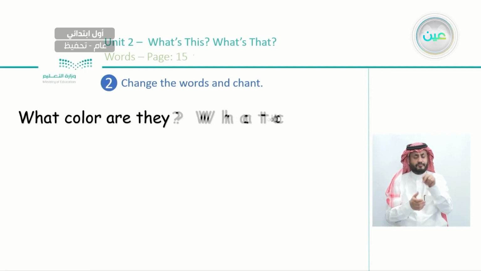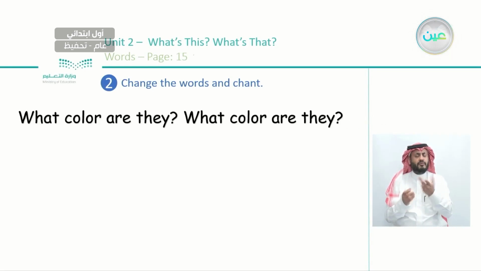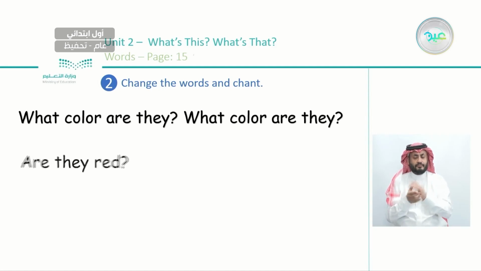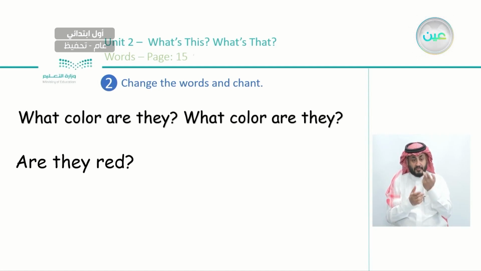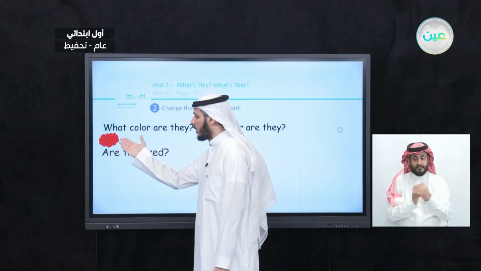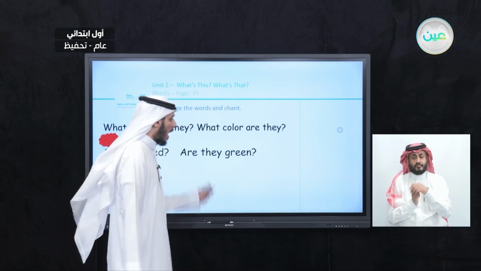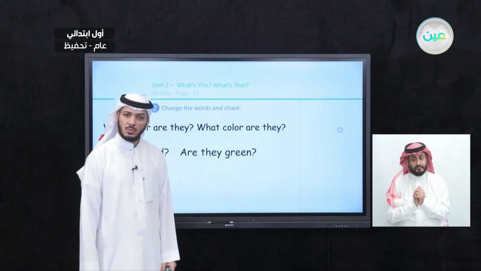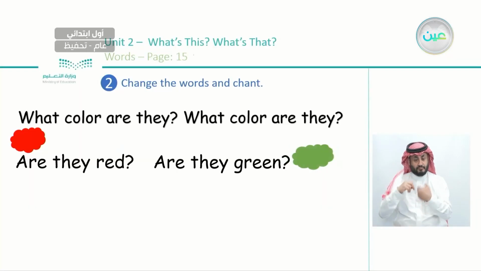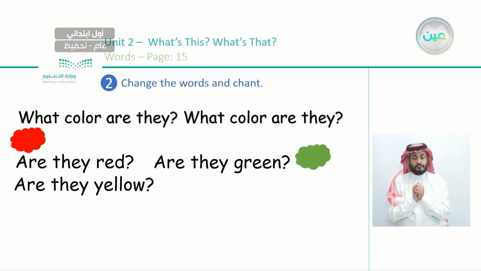Okay. Now, the same question here. What color are they? Are they red? What does it mean, red? Yes, this is the red. Perfect. Are they green? What does it mean, green? This is the green. Perfect. Okay, so are they yellow? What does it mean, yellow? Yes, excellent. So this is the yellow.